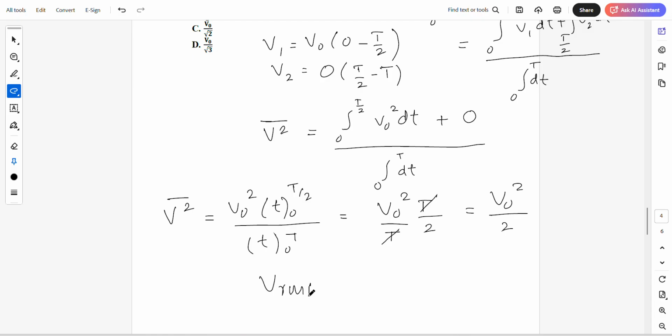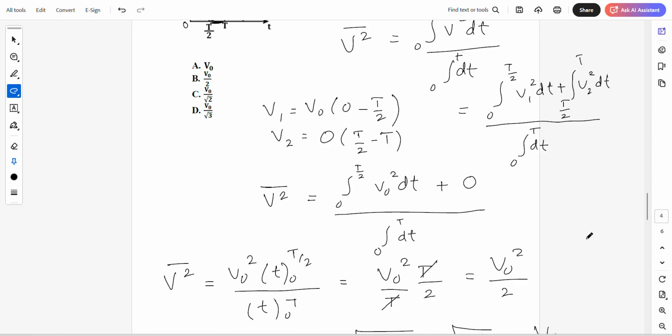Therefore, VRMS is equal to the square root of the average of v square, that is the square root of v naught square by 2, which is nothing but v naught by root 2. VRMS is equal to v naught by root 2. Where is the answer?